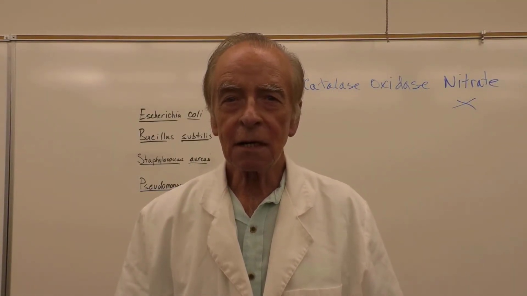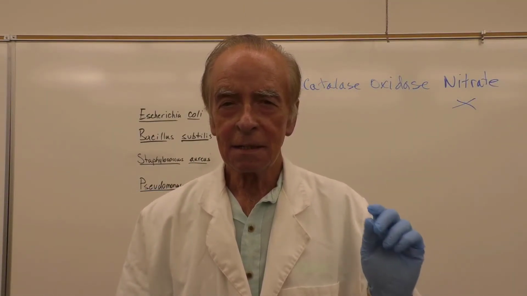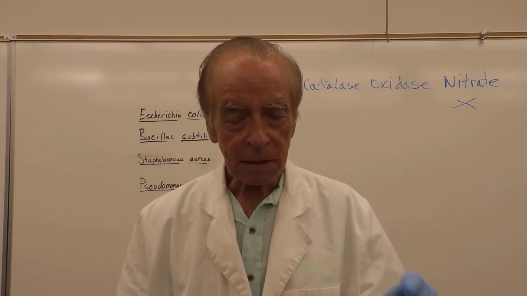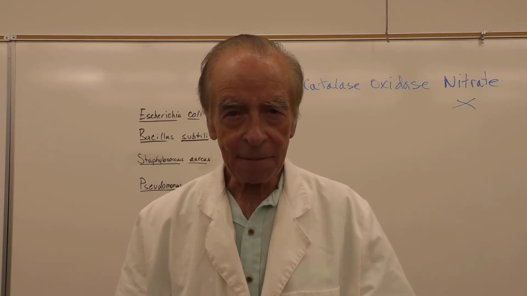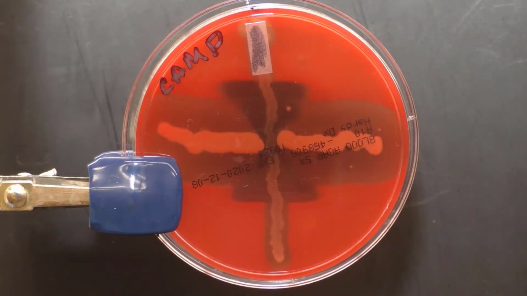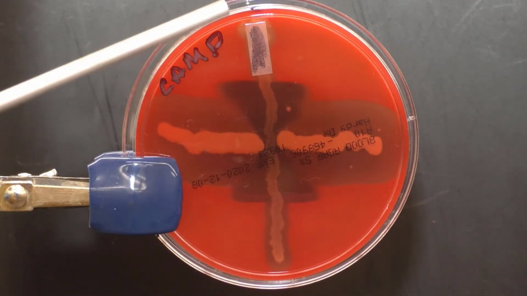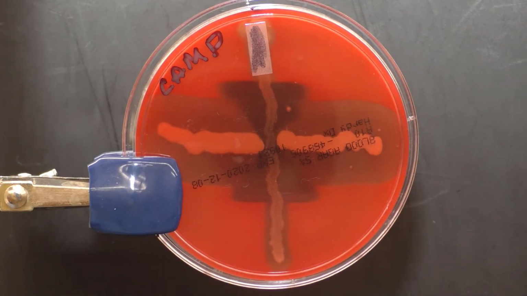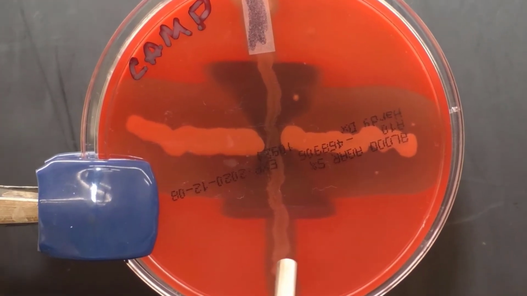Okay, let's look at the results of the CAMP test. This is a test for group B streptococci, specifically Strep agalactiae. All right, let's look at this plate. In the middle is our streak of Strep agalactiae, and then at 90-degree angles is the Staph aureus streak. You can see the weak beta hemolysis on the Staph aureus and to some extent the Strep agalactiae.